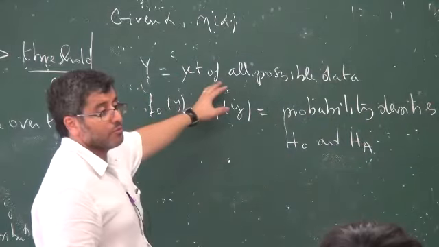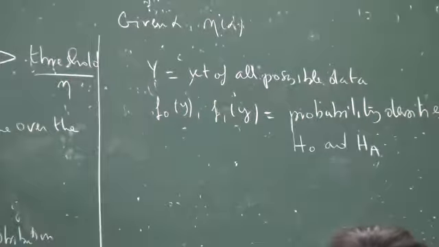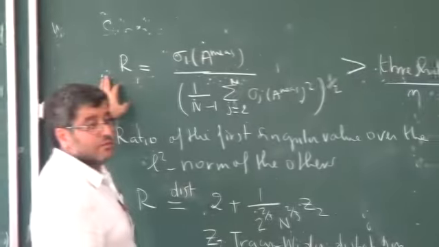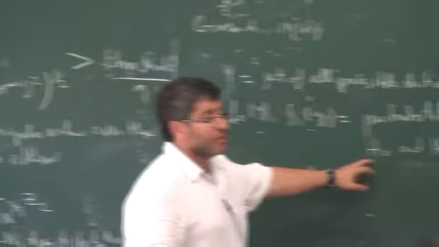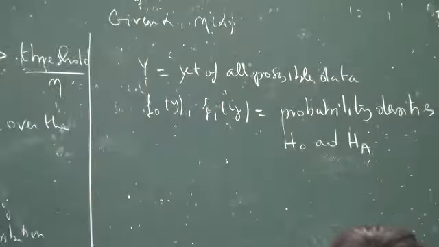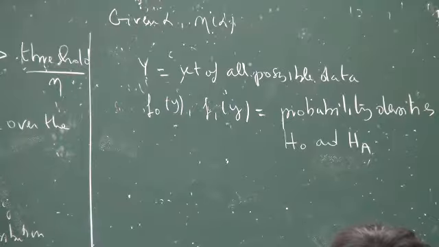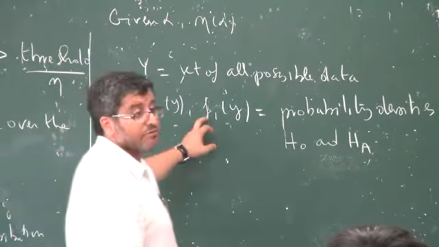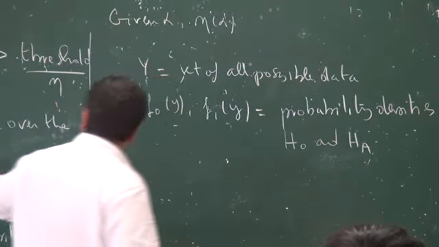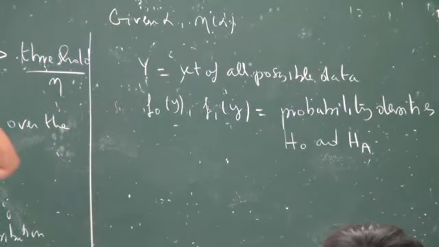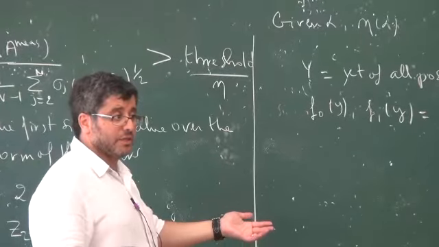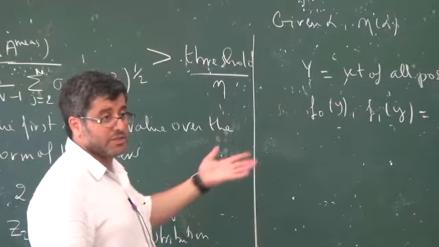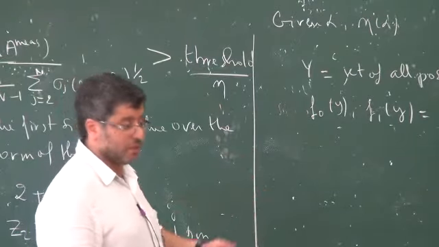Y is the set of all possible data. It's the set of all possible values of R. F0 is the probability density when there is no inclusion. I wrote it down. When there is no inclusion, I know what R is. It's a distribution. When there is inclusion, I know what F1 is. There are two statistical distributions of R, when it's coming from the noise or when it's coming from a reflector. I know F0, I know F1.